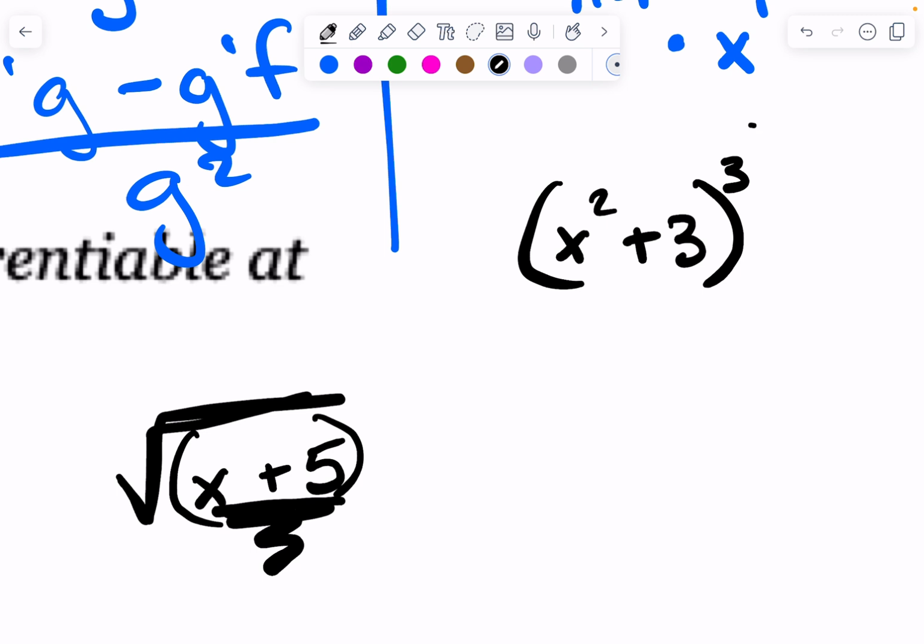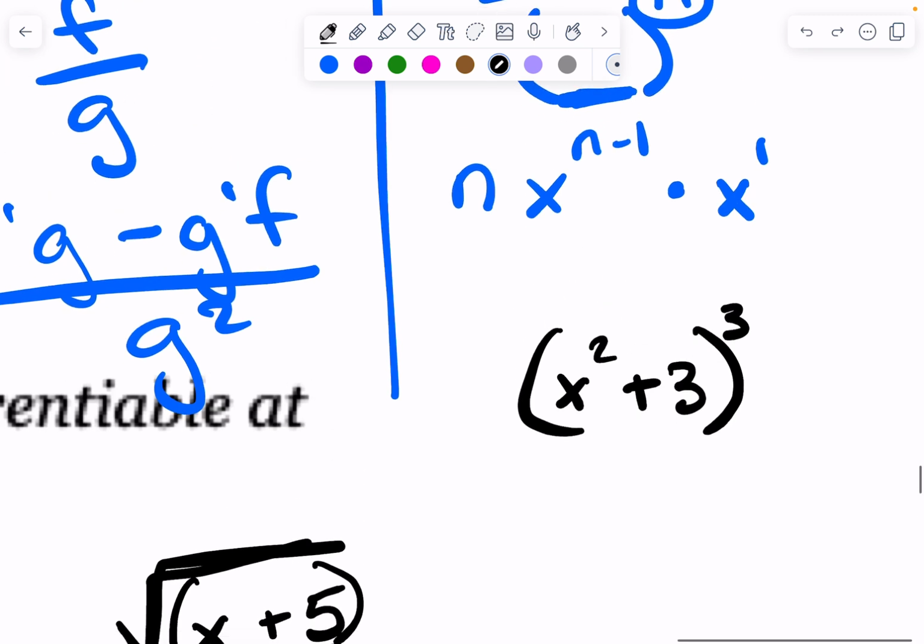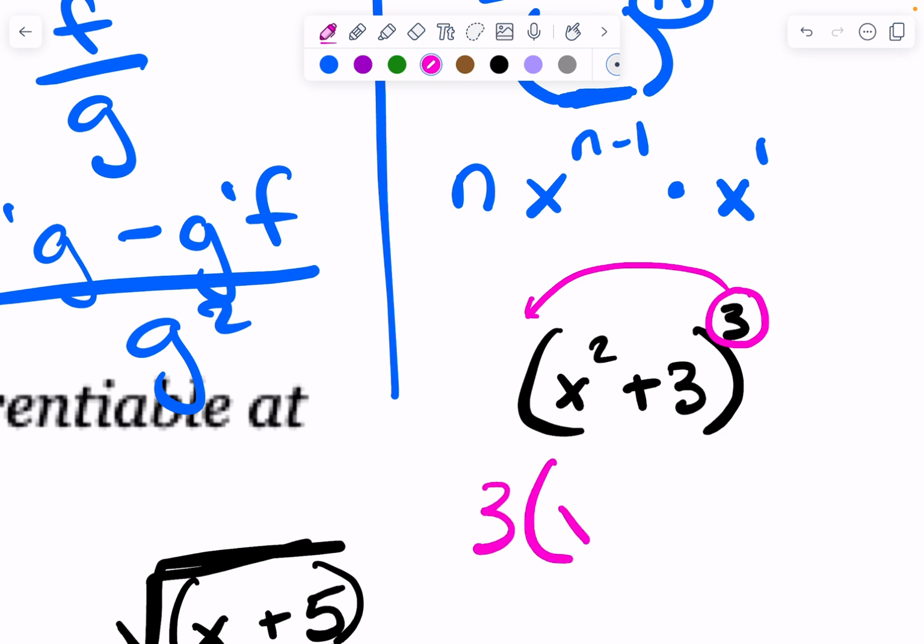But here's how this works. Let's take the derivative of this guy, right? Let's say we do just the straight power rule, and the power rule says you bring the 3 down in front, so this is 3 times x squared plus 3. But now I have to take it to the second power because I subtract 1, right?